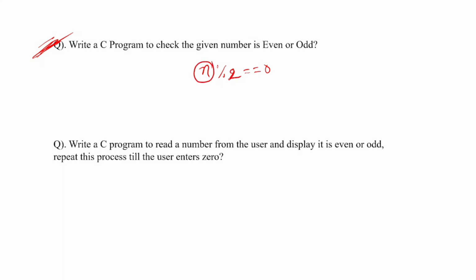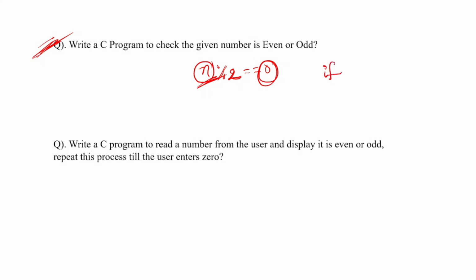Okay, n modulo 2 equal to 0 means here n is a given number, and modulo 2 means after dividing this n by 2, we get a remainder. To get that remainder, the symbol is what? Modulo symbol. If that remainder is 0, then that n is an even number. Otherwise, odd number. This is the condition to check the given number is even or odd. This is a basic and simple program. By using an if condition, we can check.